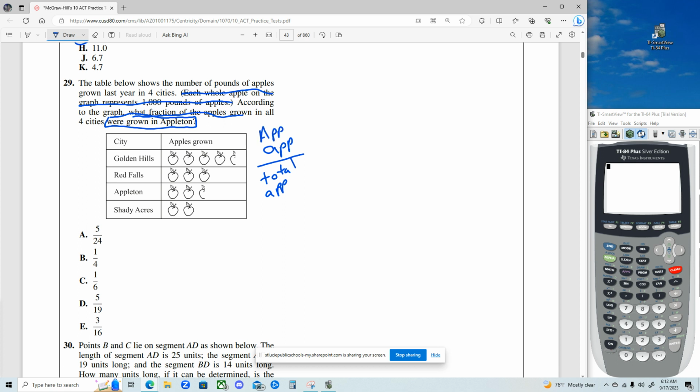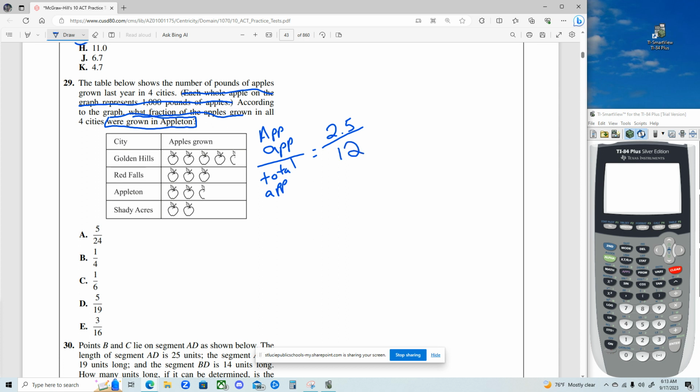Here, Appleton apples. So how much Appleton apples do we see here? Well, right away I can see it's 2.5. And you can figure out how many pounds of apples that is, but it really is not necessary for this problem. And then the total apples in all 4 cities, I can see 1, 2, 3, 4, 5, 6, 7, 8, 9, 10, 11. And these two halves make a whole to give us 12.